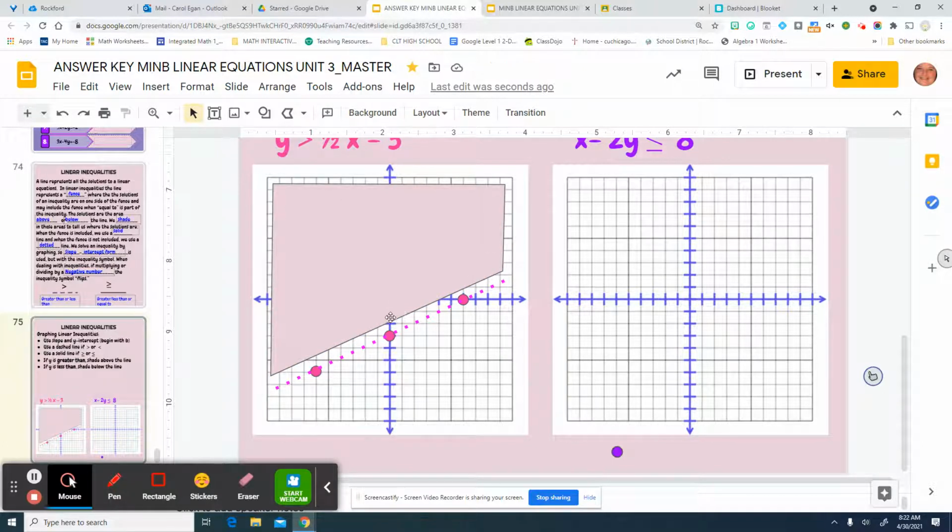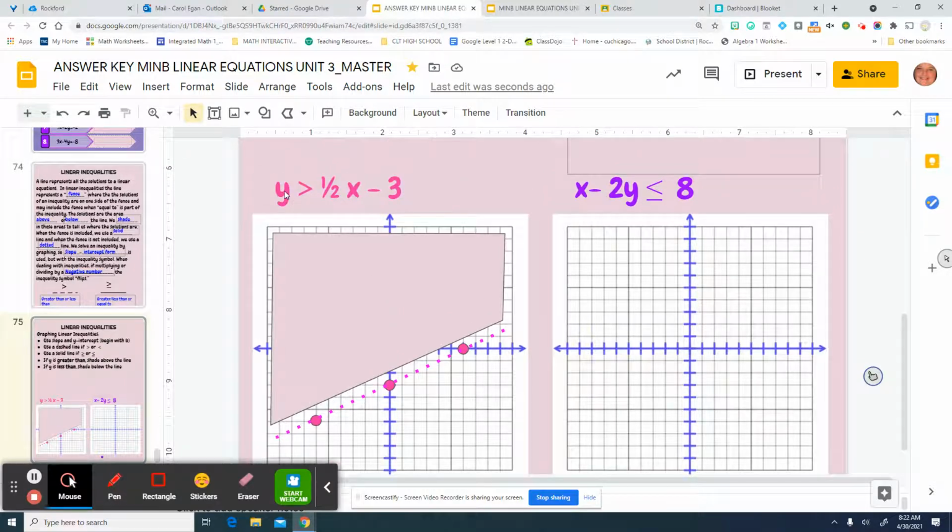Now, if I wasn't sure, I could find a point in this area, like 0, 0 is in this area. And if I substitute that in, I'd have 0 is greater than, this would cancel out, negative 3. And 0 is greater than negative 3. Okay, so that's how I know I shaded the correct area.